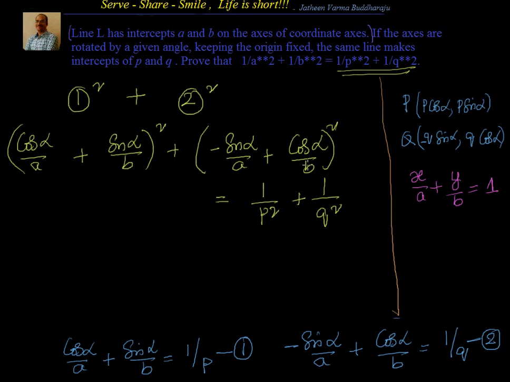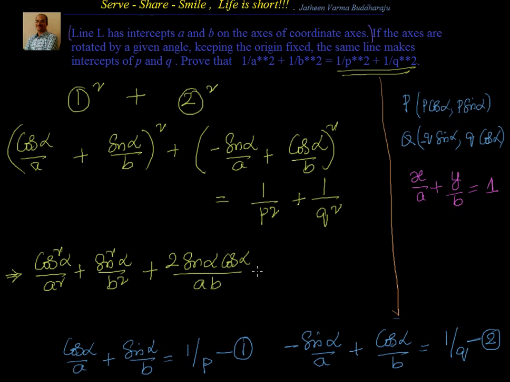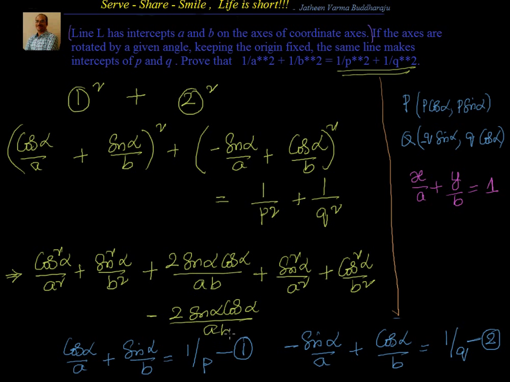When you square it, you will have cos square alpha by a square plus sin square alpha by b square, plus 2 sin alpha cos alpha by ab, plus sin square alpha by a square plus cos square alpha by b square. Then the next step will be minus 2 sin alpha cos alpha by ab is equal to 1 by p square plus 1 by q square.